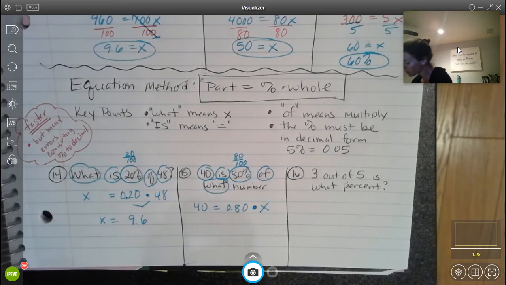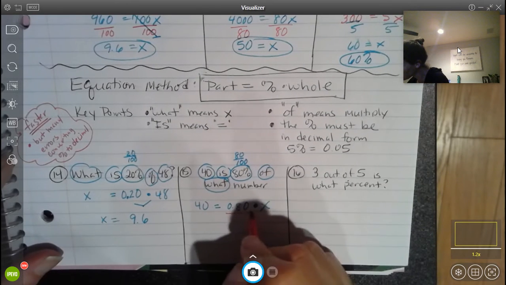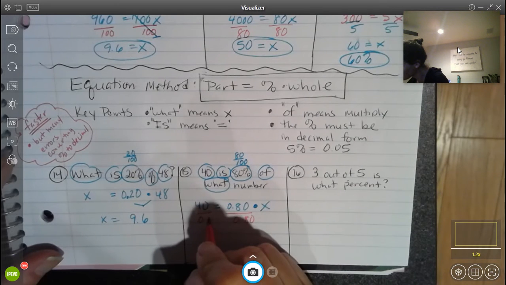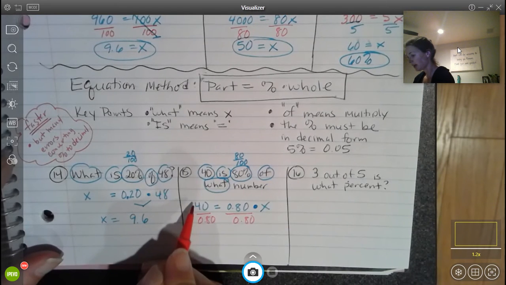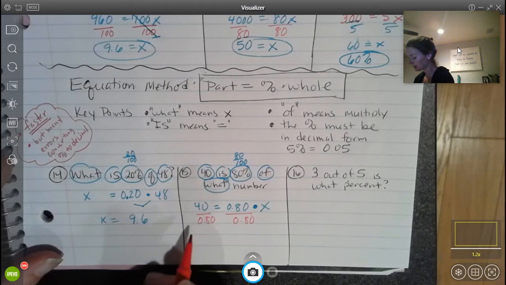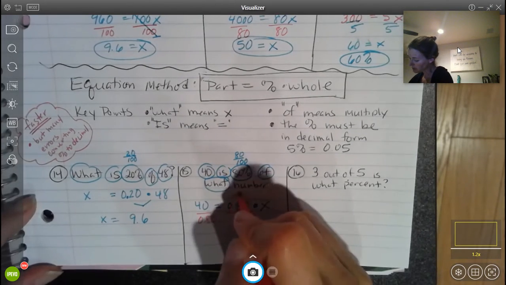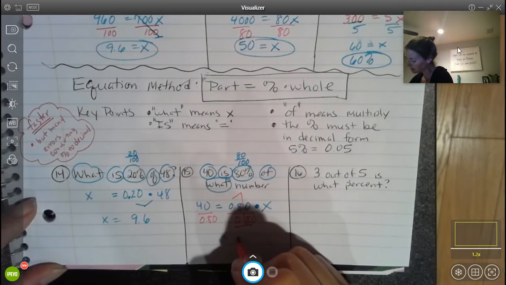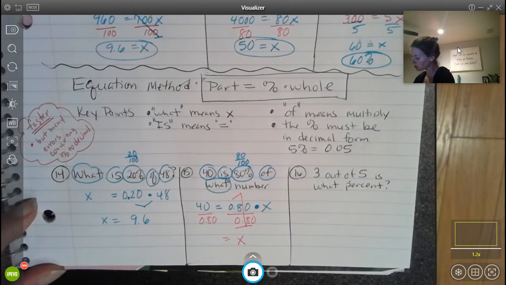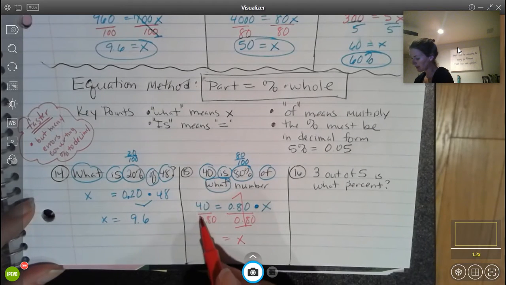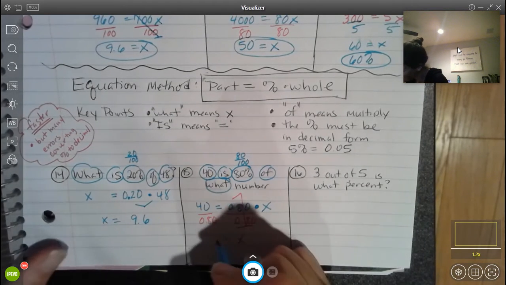We've seen this before. It's a one-step equation. The opposite of multiplying is dividing. 40 divided by 80 hundredths. You would do that on a calculator. Over here, you don't have to do it. Those cross cancel out, just leaving you with X. It's the left side that you actually do. And I did this earlier on a calculator, and 40 divided by 80 hundredths is 50.